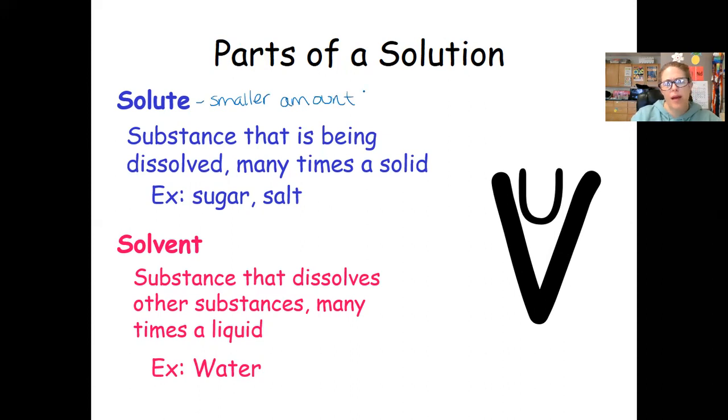I remember there are two M's in amount because I'm a terrible speller. A solvent is the larger amount. So if I'm making some salty water, or some sugar water, the water is going to be the larger amount compared to the solid that I'm trying to dissolve.